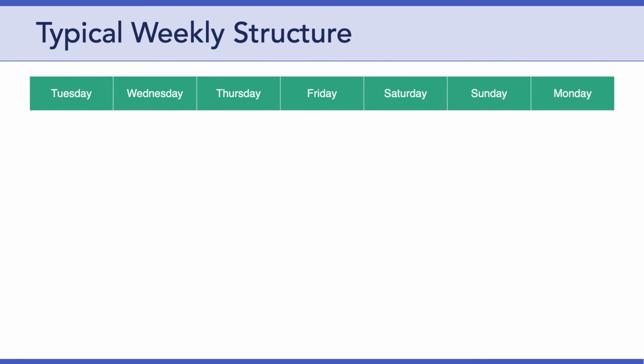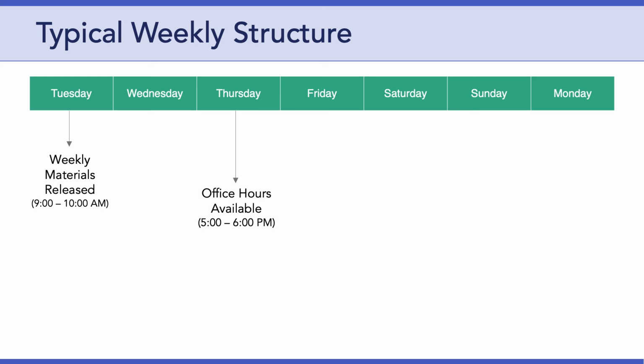Now, let's talk about the typical weekly structure. As I mentioned in my pre-announcement, each week of the course will always begin on a Tuesday and end on a Monday. So a typical structure will look like this. Tuesday morning, I'll release the weekly materials sometime between 9 and 10 a.m. On Thursday evening, you have the optional office hours available from 5 to 6 p.m.